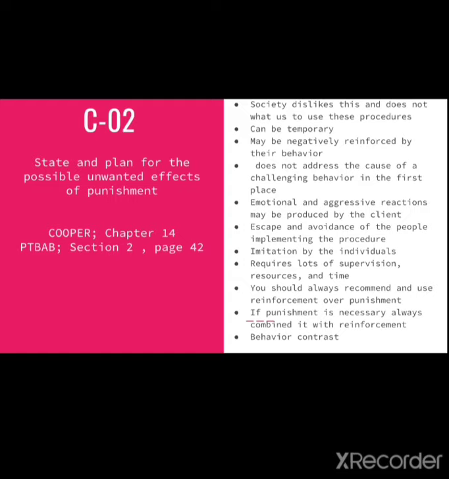Then you have emotional and aggressive reactions that may be produced by the client. Like I said, some clients may not agree to being punished, saying don't do that, and the individual flips a chair or a desk over because they're mad you told them not to do something. That's an emotional aggressive reaction. So again, teaching an individual what's right versus wrong, basically. Escape and avoidance of the people implementing the procedure. So again, some individuals do not enjoy implementing punishment procedures. Some parents even ask that a punishment procedure is not even implemented within an intervention. You may have that happen.